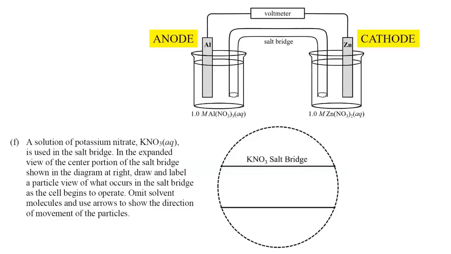And the ions in this case are potassium, which is K+, and nitrate, which is NO3-. We know that the anode in this galvanic cell diagram is on the left. We know that the cathode is on the right. We also know that anions flow toward the anode. So the nitrate ion, which is a negative ion, is flowing toward the anode. And we know that cations flow toward the cathode. So the positive K+ ion is flowing toward the cathode. All right, so that is the answer to part F.